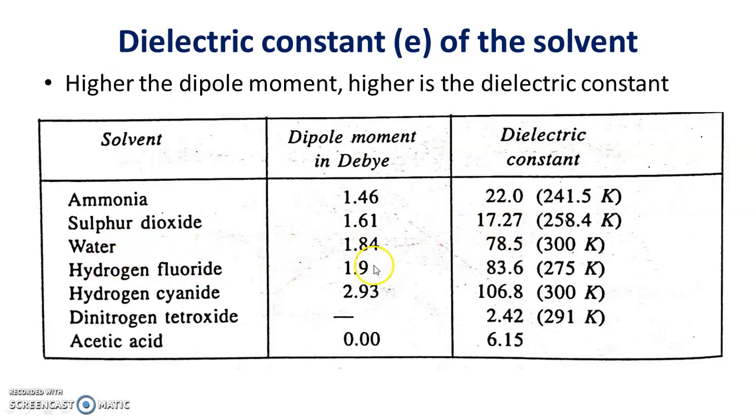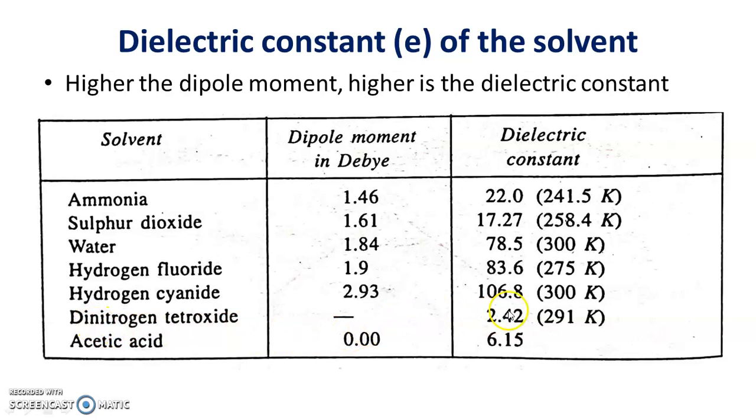17.27. Water dipole moment is 1.84. Its dielectric constant is 78.5. Hydrogen fluoride dipole moment is 1.9. Its dielectric constant is 83.6. Hydrogen cyanide has a high dipole moment, that is 2.93, and dielectric constant is also high, 106.8. So hydrogen cyanide is the most polar solvent.